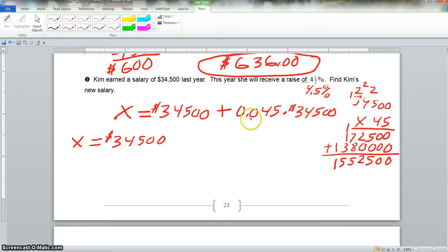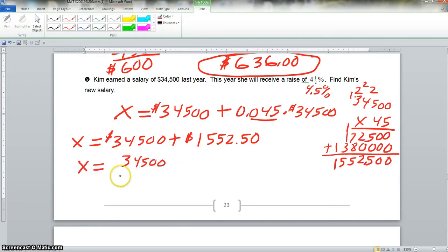Now remember, in our original problem, we had 3 digits behind the decimal, so we will put our 3 digits behind the decimal. So this would give us $1,552.50. So now we must add these two values together to find Kim's salary. So X is equal to, we'll put 34,500 plus 1,552.50.